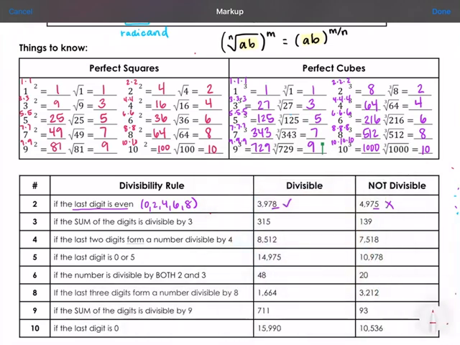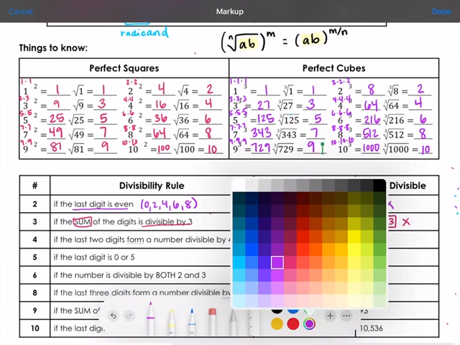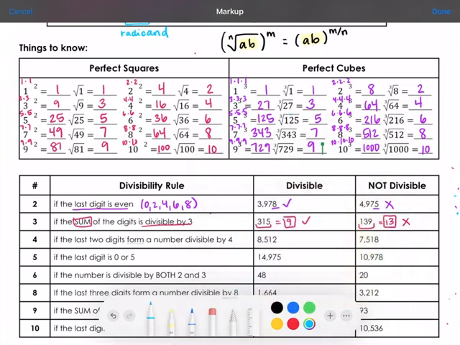If we look at the divisibility rule for 3s, a number is divisible by 3 if the sum of the digits is divisible by 3. So if I add up all these numbers, like 3 plus 1 plus 5, that gives me 9. Well, 9 is divisible by 3, so that means that 315 is also divisible by 3. In this example, 139, if I add these digits together, I get 13. 13 is not divisible by 3, so this number is also not divisible by 3.